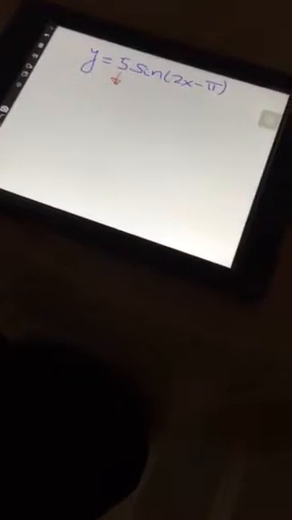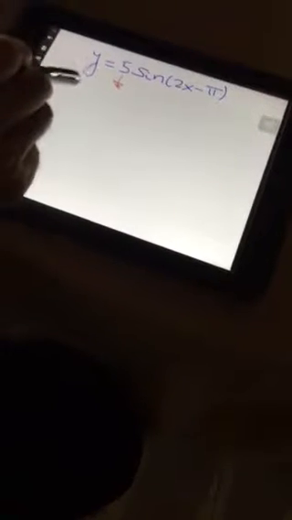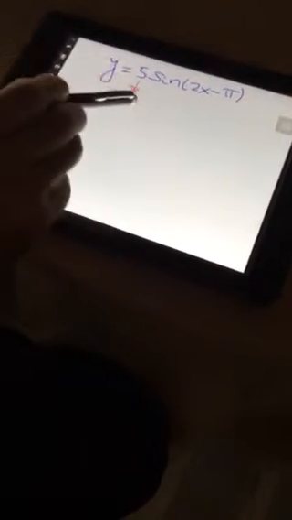Okay, we're going to solve this. We're going to fully graph this equation. First, this is the easy one. This is just basically the amplitude. So what is the amplitude of this function? It's just the absolute value of that. So basically it's 5. That is the amplitude.